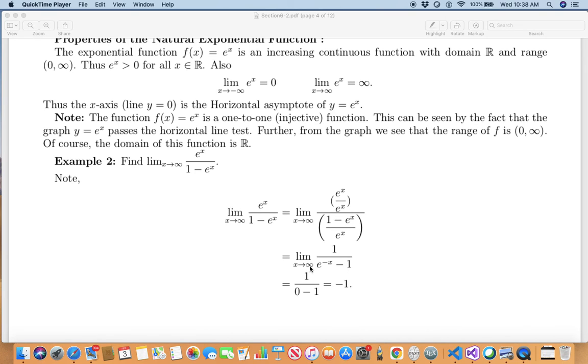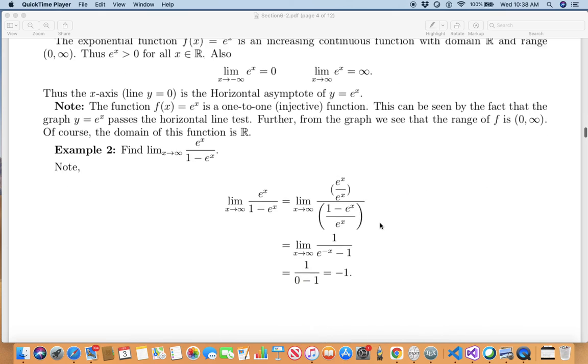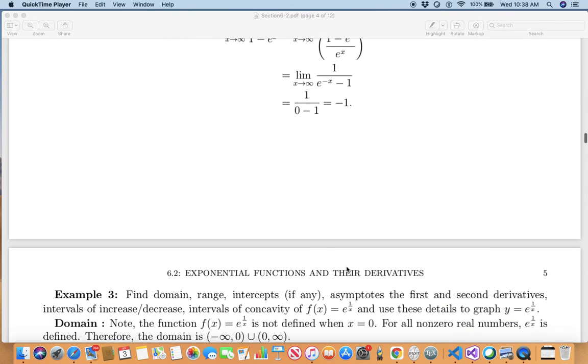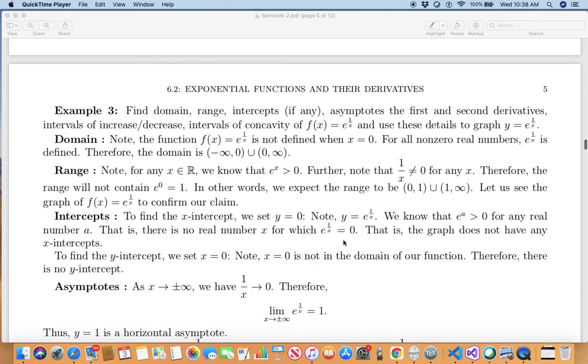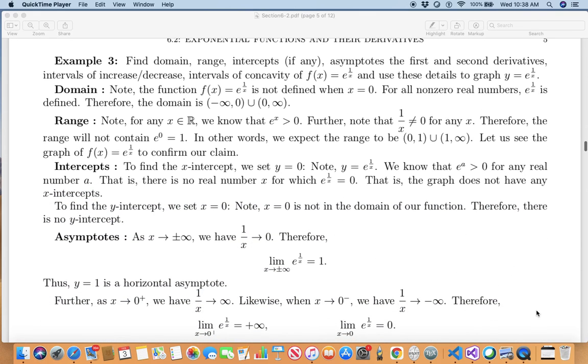Now when I take the limit as x approaches infinity, this is e to the power negative x. E to the power positive x is here, so e to the power negative x will be like this, a decreasing function. So the limit as x approaches infinity of this is 0. So 1 over negative 1 is negative 1. Next, we have a very long problem. Let's work on it in our next video.